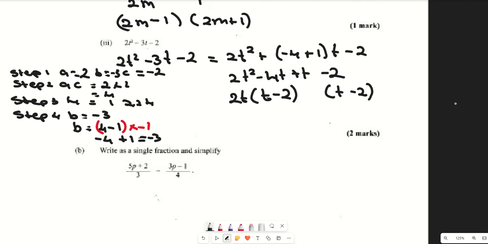T by what would give you positive t? So that's positive 1. Now you just multiply it vertically. 1 by t is plus t, and 1 by minus 2 is minus 2. So the answer is 2t plus 1, and then t minus 2. And that would be your answer for this question.